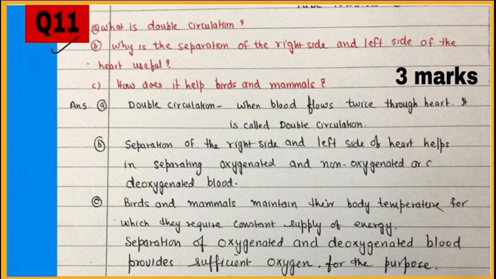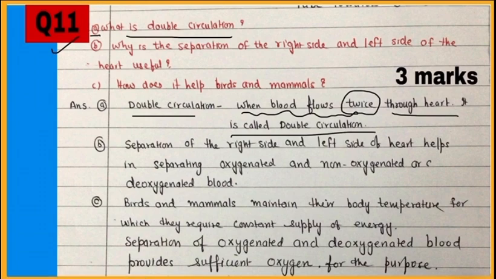Question 11, Part A. What is double circulation? Double circulation means when blood flows twice through the heart, it is called double circulation. Part B. Why is the separation of right side and left side of the heart useful?